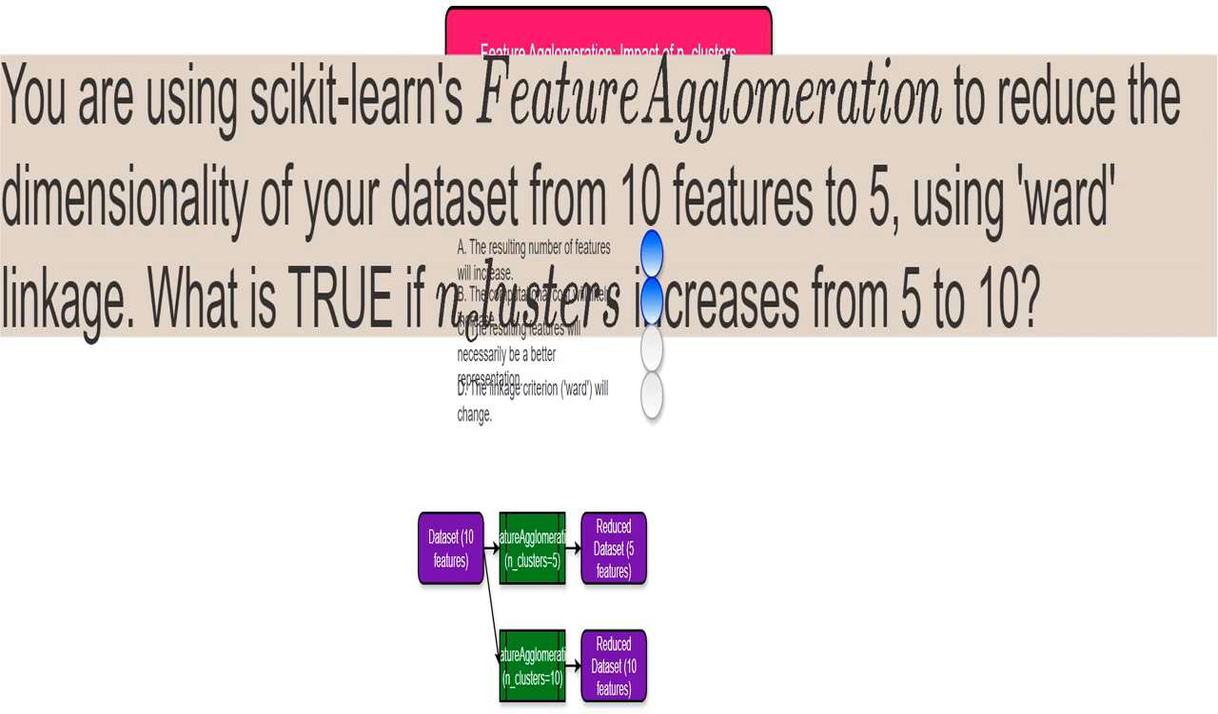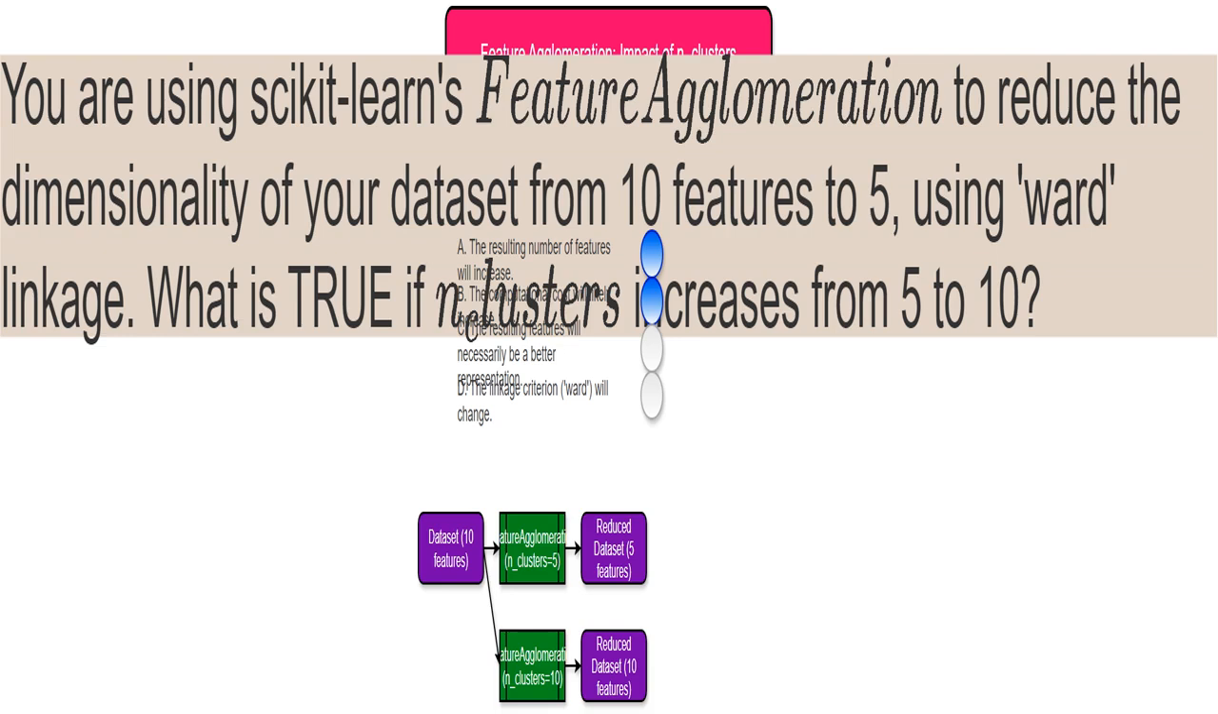This is the core question. We're given a scenario. We start with 10 features and use feature agglomeration to reduce them to 5. Then we ask what happens if I increase the number of clusters from 5 to 10. We need to analyze the effects on the number of features, computational cost, data representation, and the linkage criterion.